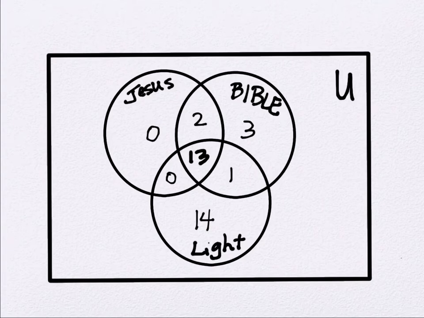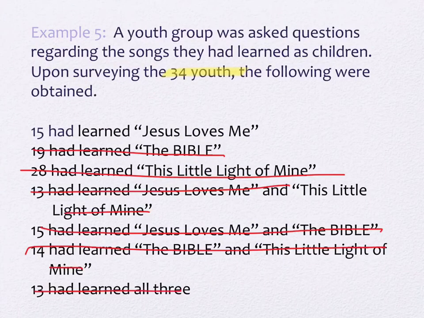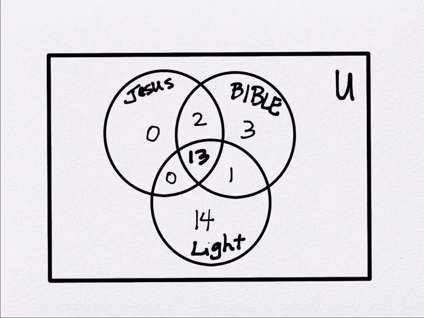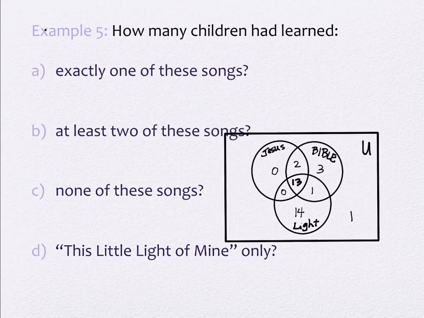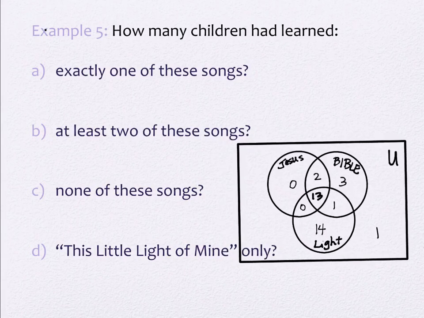Okay, good so far? Okay, what piece of information have I not used? Yep, the universal set. And that talked about the 34 youth. So my 34 youth, how many youth are already present somewhere on this graph? 33. So I'm missing just 1, so 1 will go out here. And with that diagram, we'll make it smaller over here. We can answer our questions.